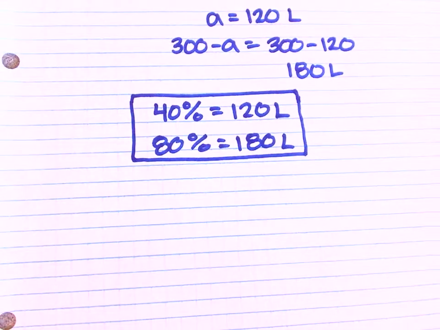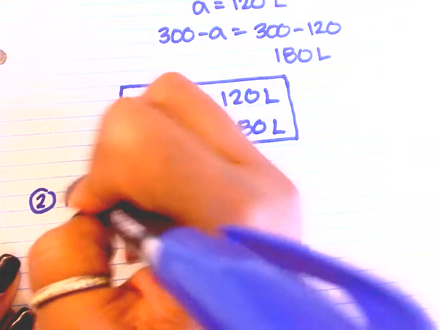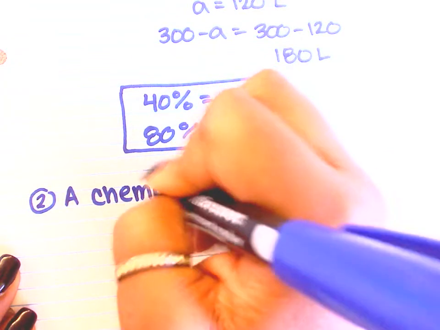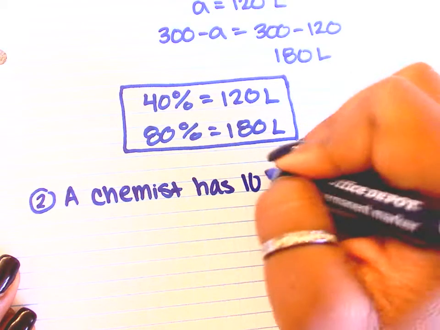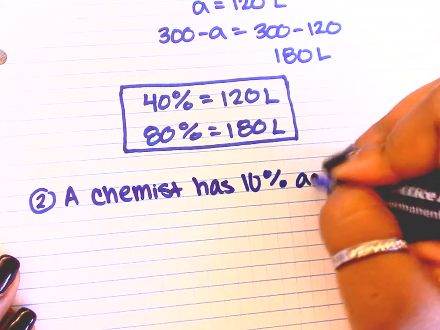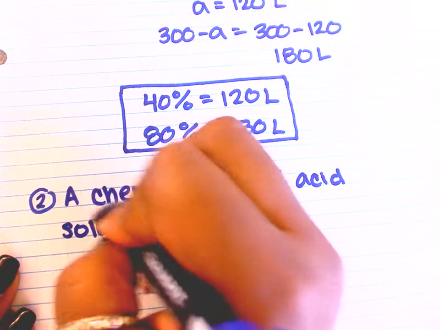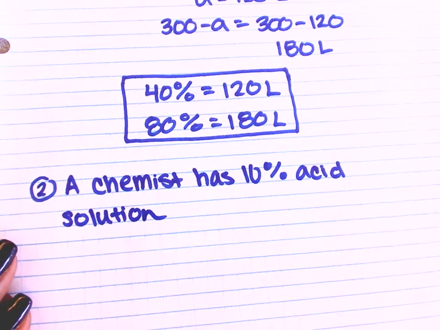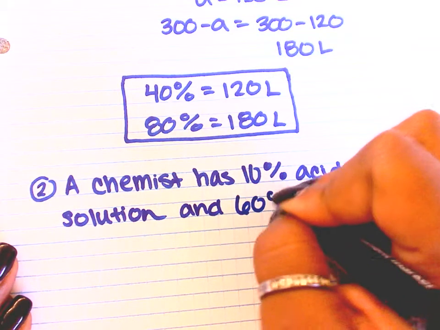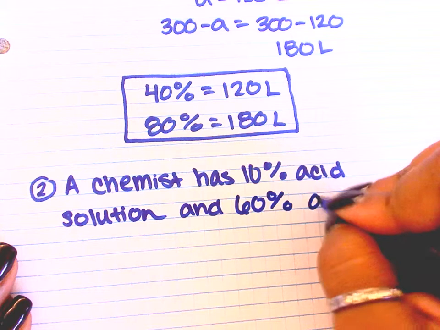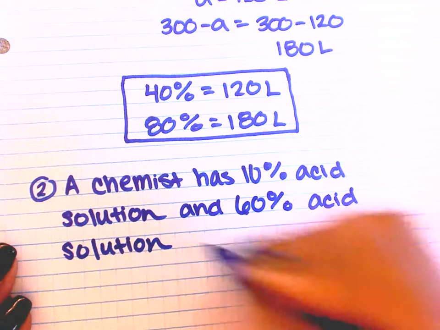Okay? Second one then, number 2. Same thing, a chemist has 10% acid solution and 60% acid solution. So those are the two ones he has. He has a 10% one, and he has a 60% one.